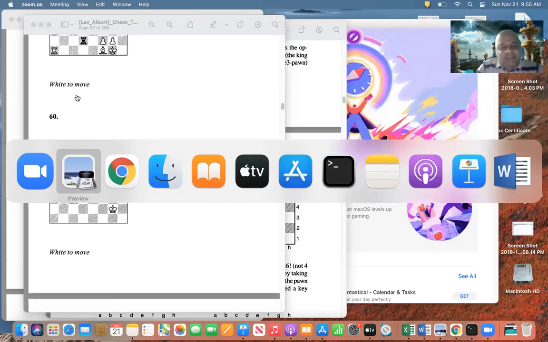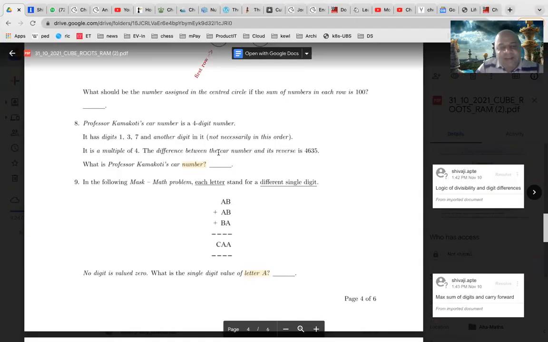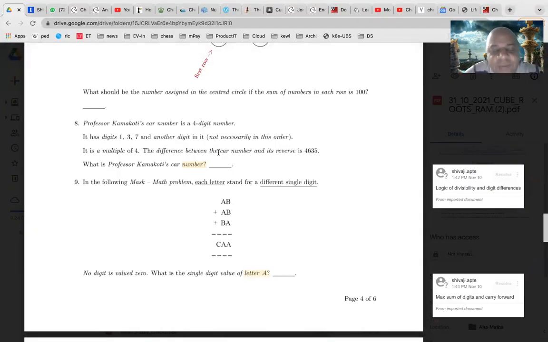So because of which we follow this logic one by one. First of all, we said the last digit has to be an even number. Then we said the last digit can be 0, 4 or 8. It can be only 2 and 6. Now assume that it is either 2 or 6. Now they are saying that the difference between our number and its reverse is 4635. So just focus on the last digit.